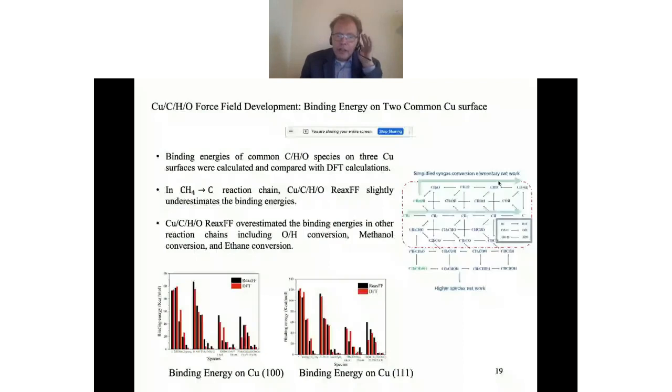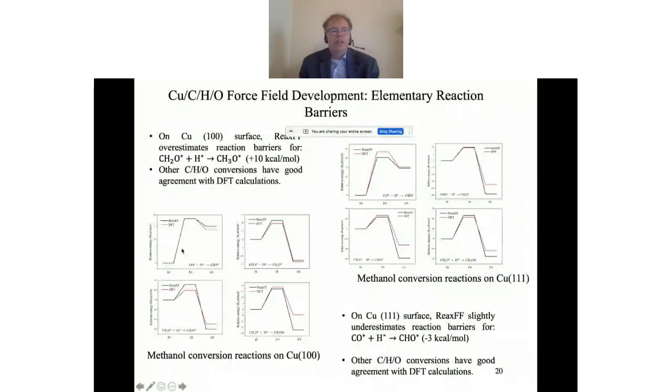So to do that, we developed a ReaxFF description. We were focused on C1 chemistry, so our main training set was focused on C1 cases, but we found it actually transcends reasonably well to larger hydrocarbons. So we trained ReaxFF against DFT for binding energies on different surfaces. And then we take a couple of key reactions.